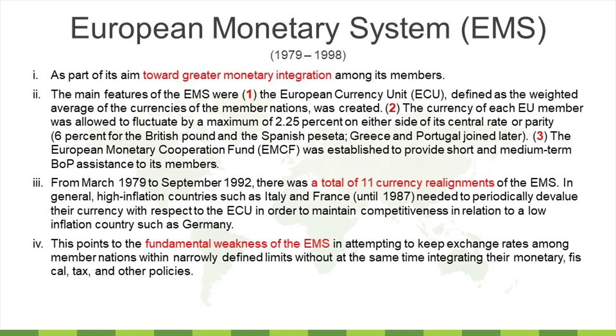3. From March 1979 to September 1992, there was a total of 11 currency realignments of the EMS. In general, high inflation countries such as Italy and France, until 1987, needed to periodically devalue their currency with respect to the ECU, in order to maintain competitiveness in relation to a low inflation country such as Germany. 4. This points to the fundamental weakness of the EMS: attempting to keep exchange rates among member nations within narrowly defined limits, without at the same time integrating their monetary, fiscal, tax, and other policies.